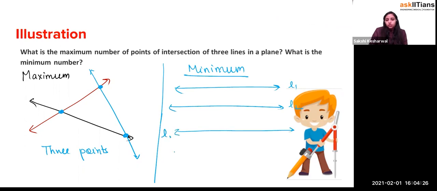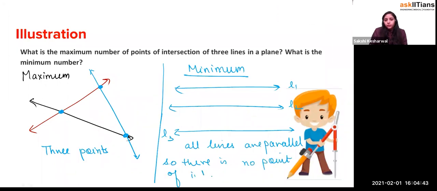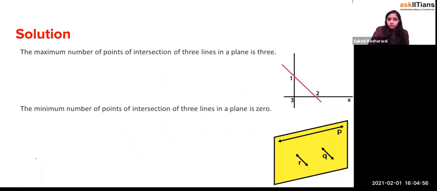So they are parallel. So all lines are parallel, so there is no point of intersection. Point of intersection, yes or no? So the minimum will be how much? The minimum will be 0, right? 0. And the maximum will be what? 3 points. Yes.